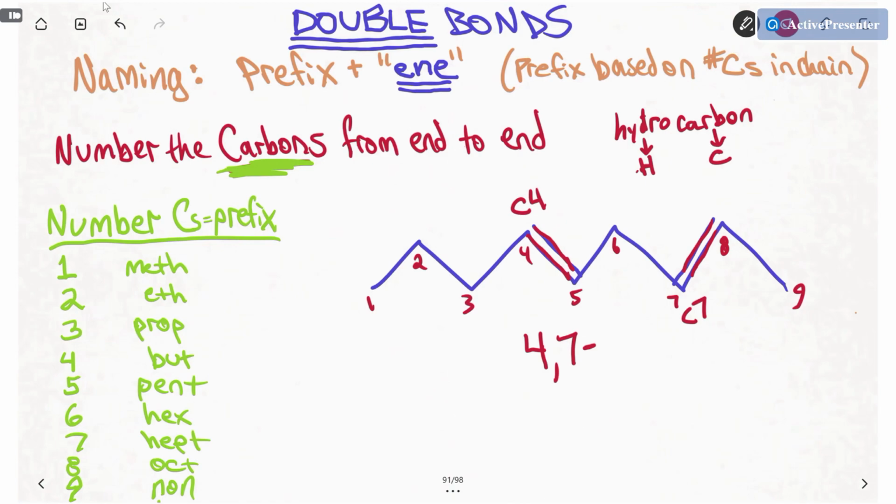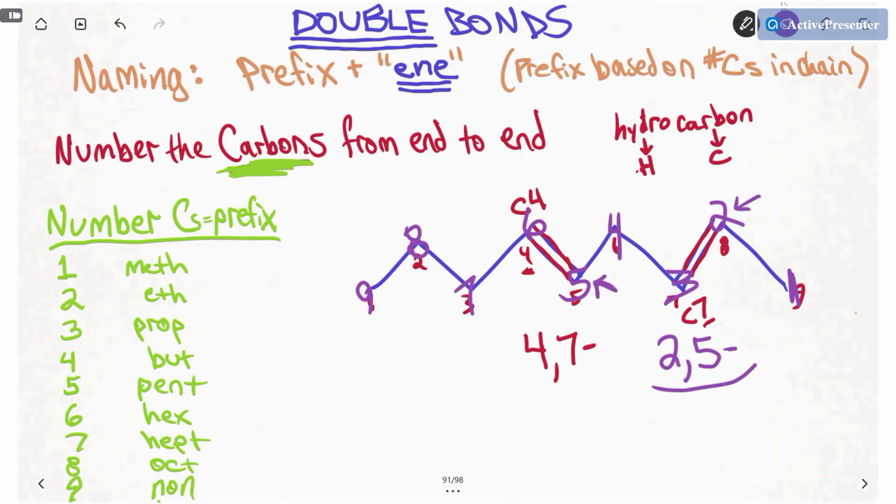But is this the best way to number these? Because our first double bond starts on a 4, and then our second double bond starts on a 7. What if we numbered these going the other way, from the other end first? So that would mean this is carbon 1, carbon 2, carbon 3, carbon 4, carbon 5, carbon 6, carbon 7, carbon 8, and carbon 9. So that means our first double bond is going to start at the 2, and our other double bond is going to start at the 5. So this numbering is going to give you lower numbers for the double bond placement than the 4 and the 7, right? So this is the good one, smiley face.